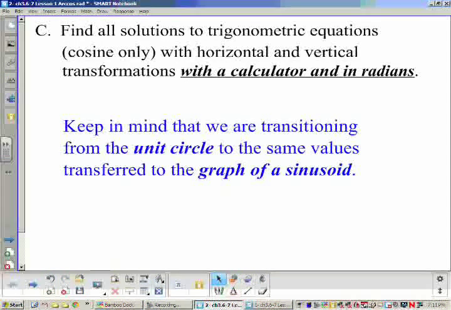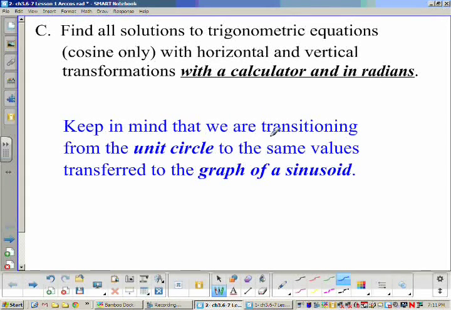Hello and welcome to our second day working with trigonometric equations, specifically the cosine, and we're working on solving cosine equations or trigonometric equations with horizontal and vertical transformations. Today we're going to avoid trig exact values and we're going to have to use a calculator, and we're also going to work in radians. So you want to make sure you check the mode on your calculator when calculating for radians.